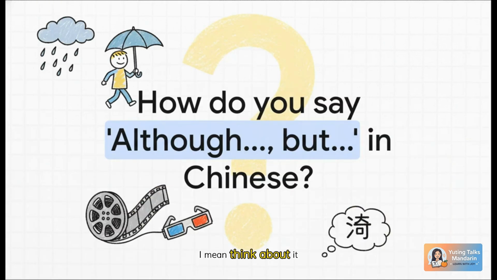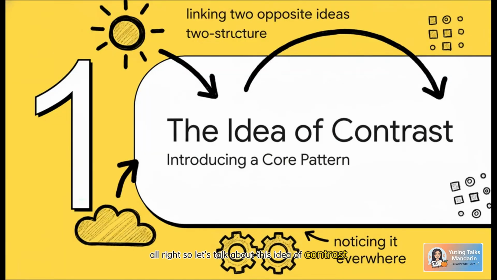I mean, think about it. How often do you say things in your own language like, although it's raining, I still want to go out? Expressing this kind of contrast is a huge part of everyday conversation, and you'll see that in Chinese, the structure for it is actually super logical. All right, so let's talk about this idea of contrast. We're going to introduce a core pattern that's going to be your new best friend for this. Once you get it down, you'll start seeing it everywhere.